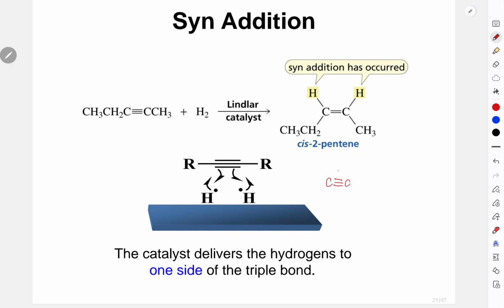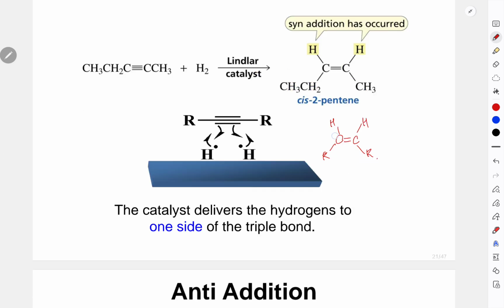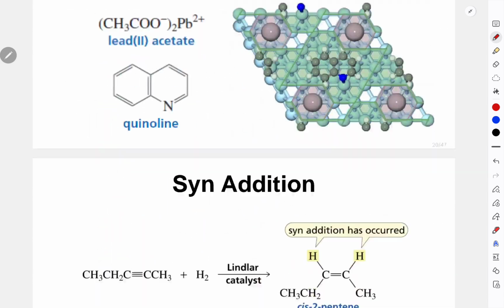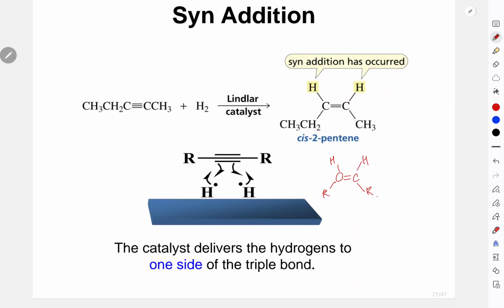You have a scheme here as well, right? So hydrogen attached to the surface, alkyne approach to the surface, syn fashion, and that's why you're getting the syn addition in the first place.